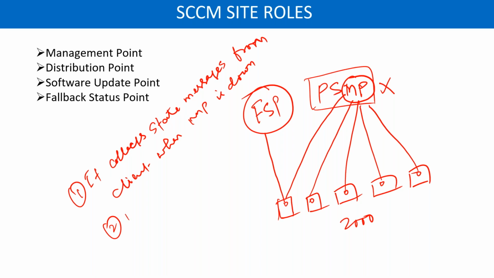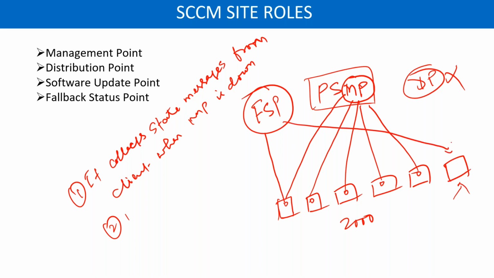Second, now let's say the distribution point is also down or not available. For example, in one region the distribution point is not available, we have not installed one, but we need to install the client. The client is not present on this computer, so it can download from here. Only the client, not the package or any other package, only the client software can be downloaded and installed here. So it sends the client installer when the DP is down or unavailable.